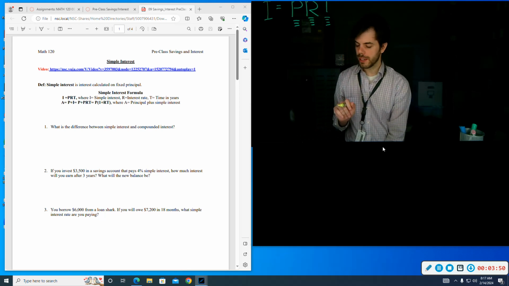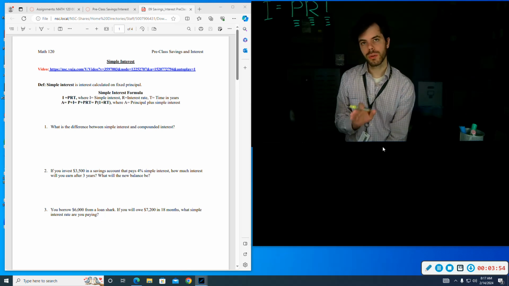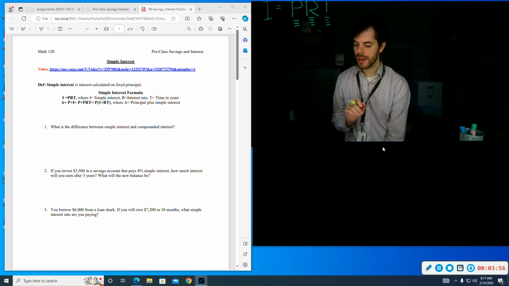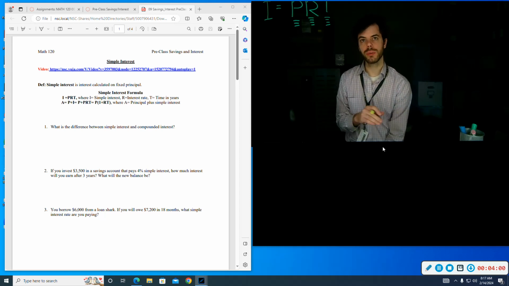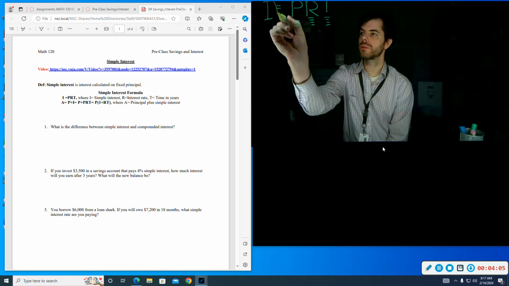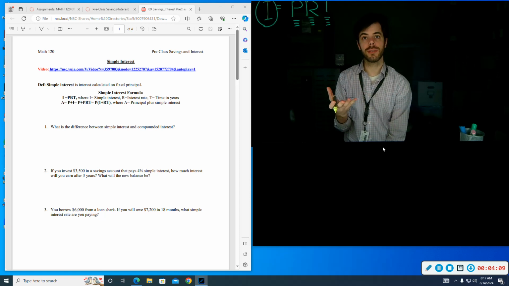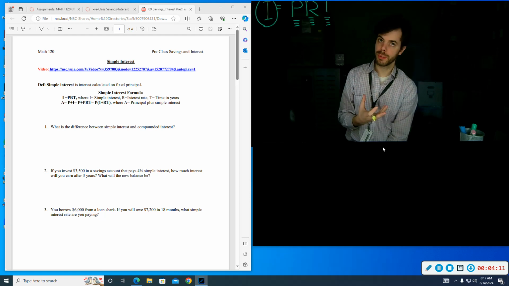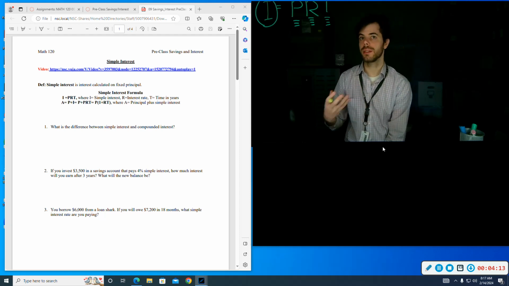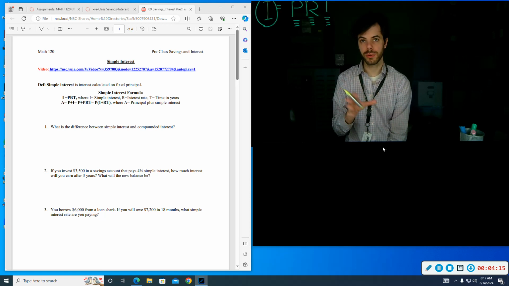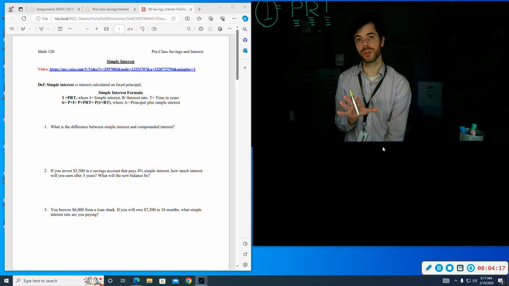If you invest $3,500 in a savings account that pays 4% simple interest, how much interest will you earn after 3 years, and what will the new balance be? In this case, we're going to calculate how much interest we earn, I, and then calculate how much money we now have in the bank. That's the principal we originally had plus the interest that we've earned. So we're going to do this in 2 parts first. I'll show you a shortcut in a minute.